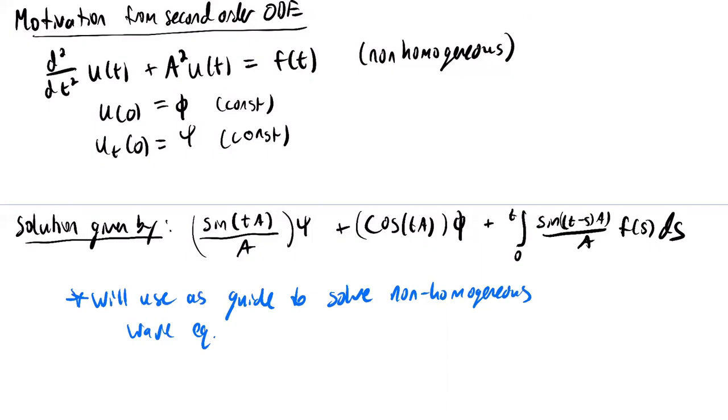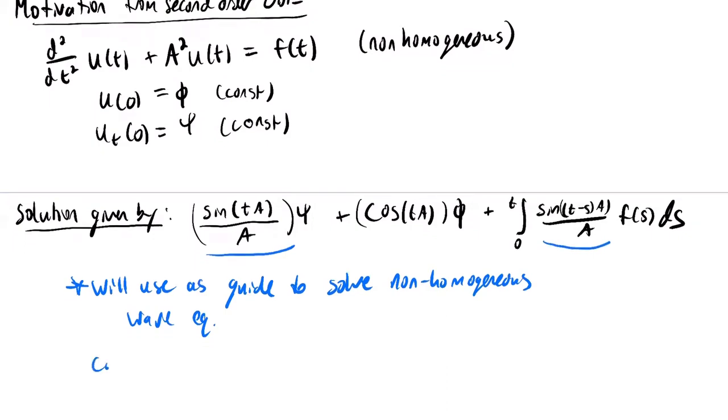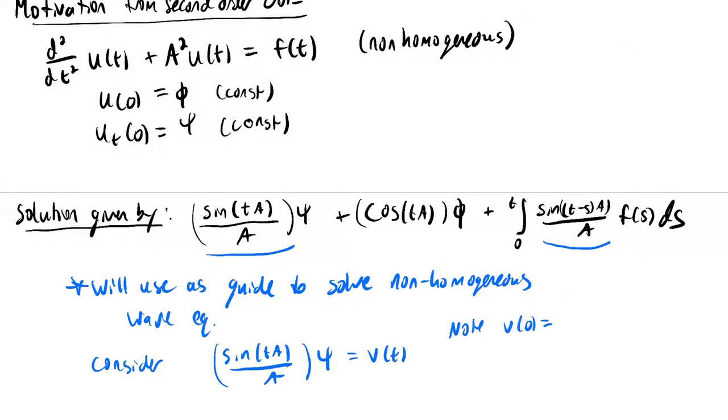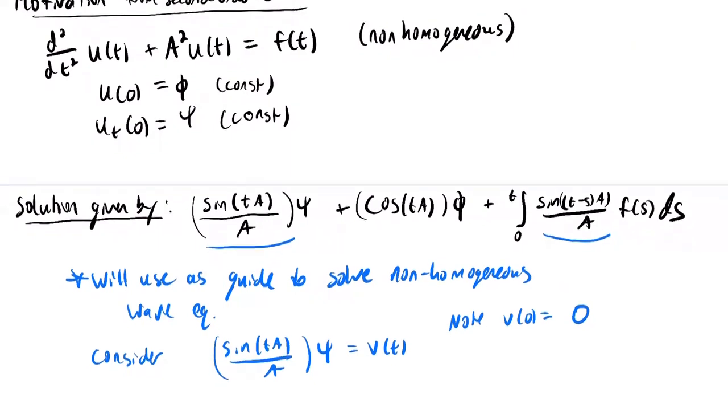And so here we want to look for some common terms. So notice that we have the sine term appearing. So let's consider this term. Well, so let me call this v of t. So notice that if I plug in v of 0, well, I get sine of 0 divided by a, which is 0, right? On the other hand, you can check that v of t solves the homogeneous ODE, right?